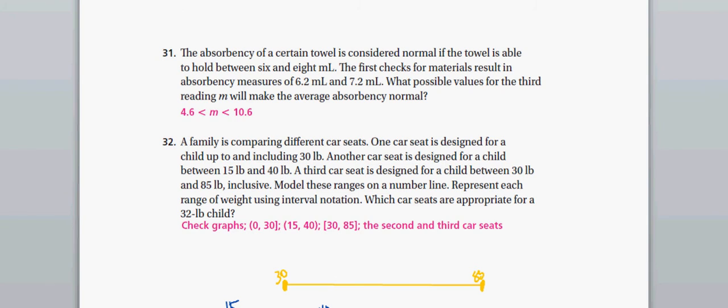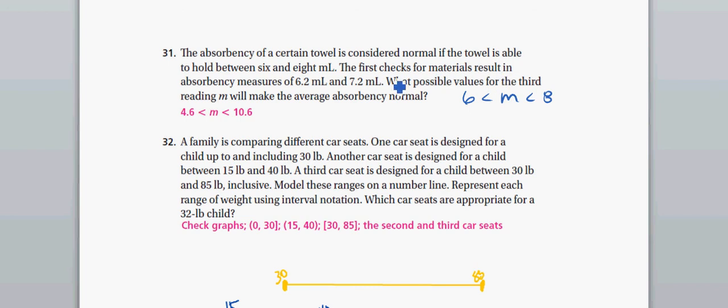For number 31, as you've already done this assignment, you've read the problem more than one time. You should write down all critical information. Writing down nothing is no good. Alright, it says that the absorbency of a certain towel is considered normal if the towel is able to hold between 6 and 8 milliliters. Later on, they give us the variable m, so I'm going to go ahead and write an inequality that says that a normal towel will hold between 6 and 8 milliliters.